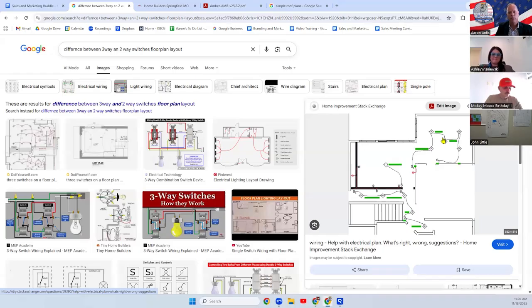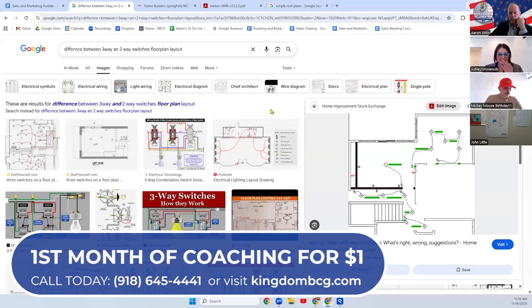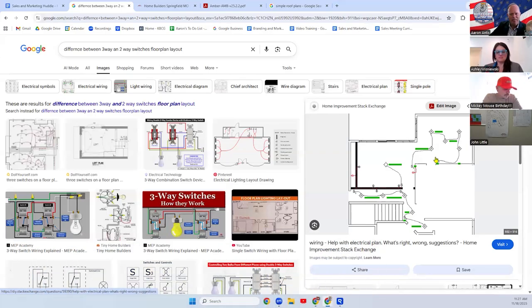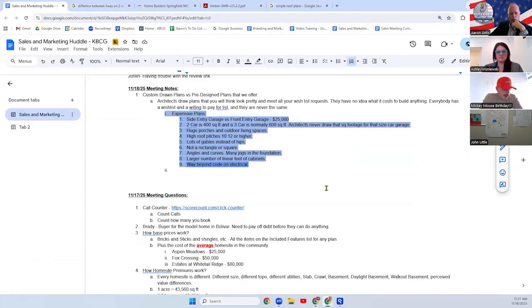Go ahead, Ashley. I was just going to say, the four different lights would have to be wired to four different lights versus wired to one. Right. So it's more expensive to do it this way, but the architect just draws what the customer asks for. Right. So it's like, why are we putting in a whole bunch of electrical when the customer didn't ask for it? But architects do this all day long.